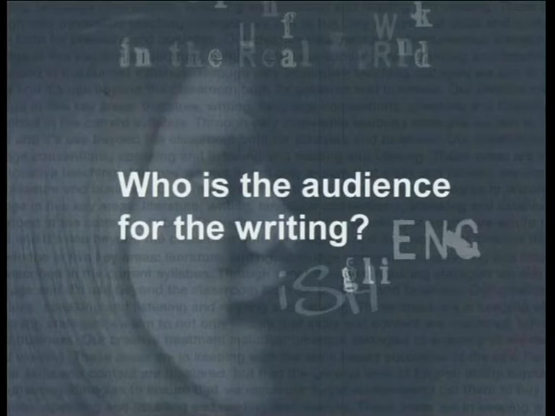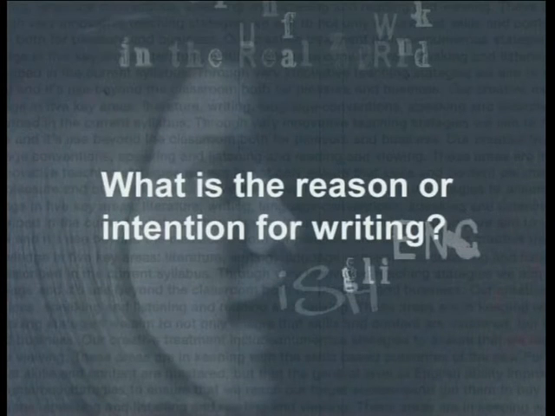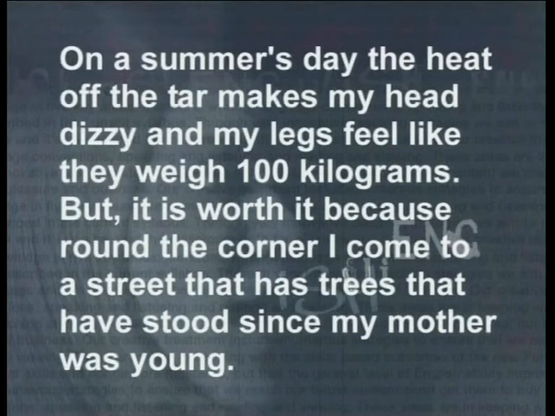Now let's look at the second piece. Our first question is who is the audience for the writing? This piece might be read by a teacher if it is an assignment for a class, or it might be someone reading a story about a girl's life and feelings. Next, we ask ourselves, what is the reason or intention for writing? The intention is to make the reader really understand and experience what the writer is trying to say about going home. The intention is to describe personal and subjective feelings.